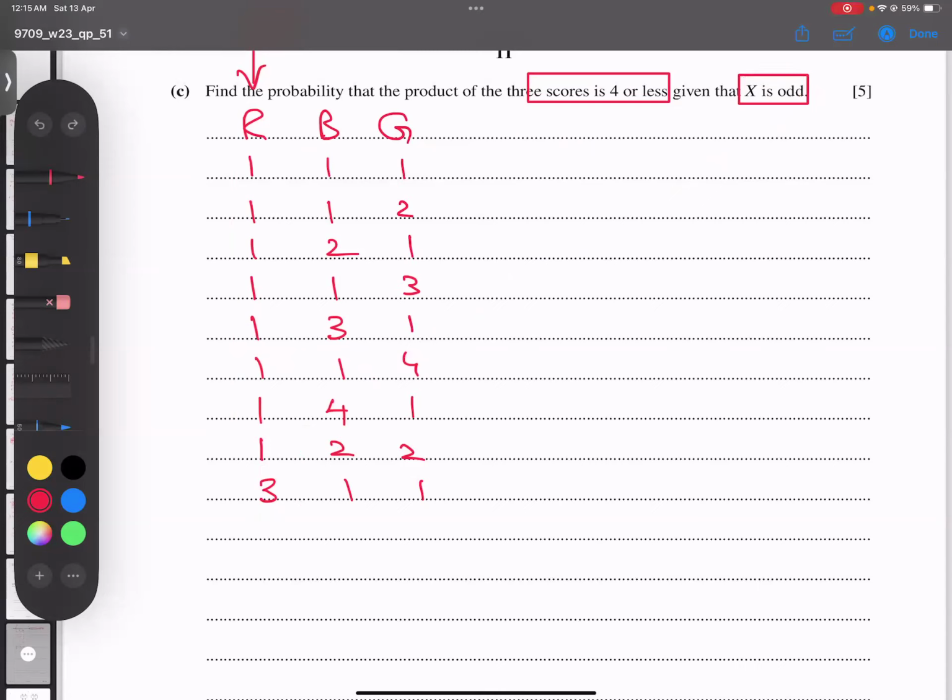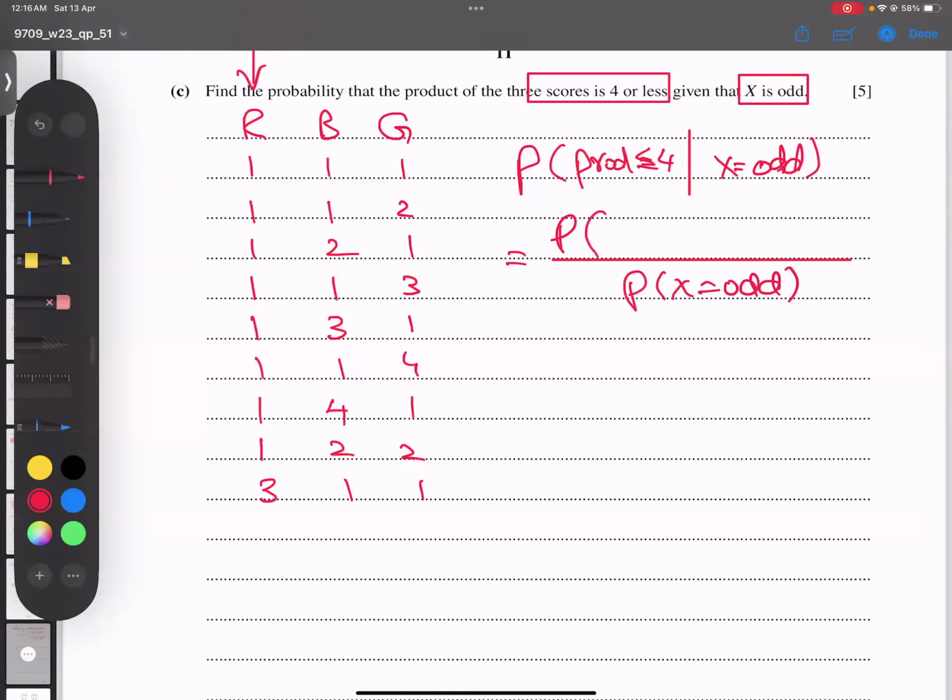Now the condition is very clear. And what is the rule we have? Given that. What he said is the product is equal to 4 or less than 4, and this slash stands for given that, and the probability that X must be an odd number. So X equals odd. So what is the probability style? Writing the probability, the odd number, X equals odd number, will go in the denominator, and the common part.